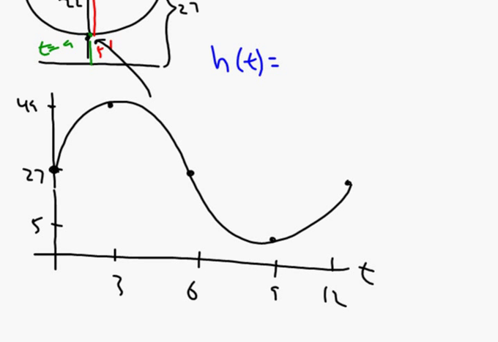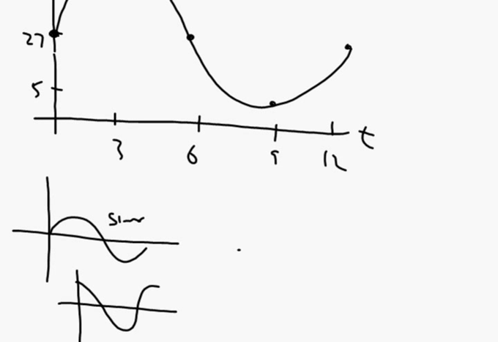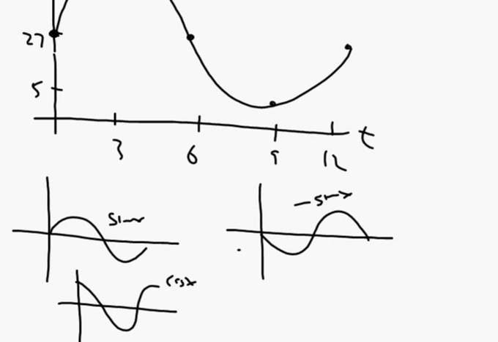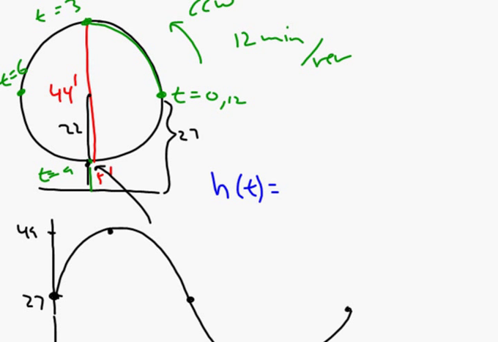Just to remind you of the different graphs you can get. That's what sine x looks like. Here's what cosine x looks like. And then you can negate those, and when you negate them, you reflect them in the x-axis. So here's negative sine x, and here's negative cosine x. Depending on where you start on the Ferris wheel, you'll get different formulas. So we know our graph looks like this: blank times sine of blank times t, the amount of time that's gone by, plus blank.